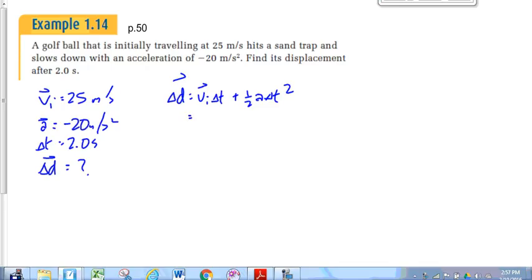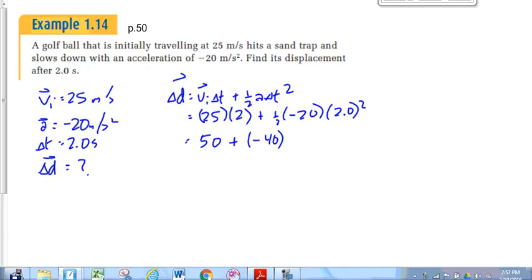VI is 25 meters per second. Delta T is 2 seconds plus 1/2 of, well, you've got to be careful with this, negative 20 is the acceleration times 2.0 squared. 25 times 2 is 50. 2 squared is 4 times 20 is 80 times 1/2 is 40, but it's negative, because it's 1/2 times negative 20. 50 plus negative 40 gives me 10 meters. Okay, that works.